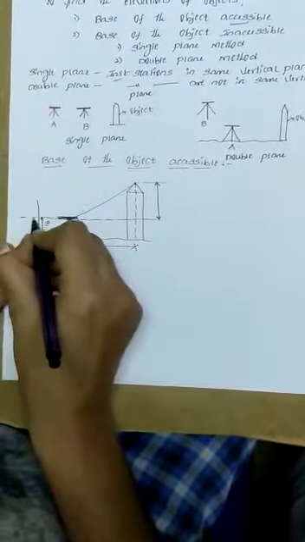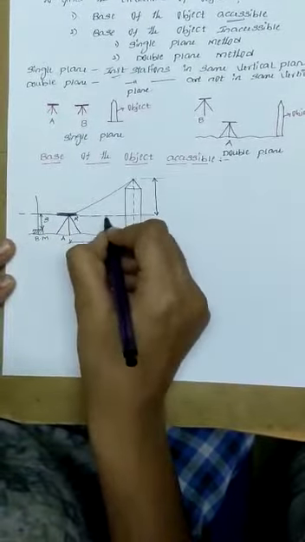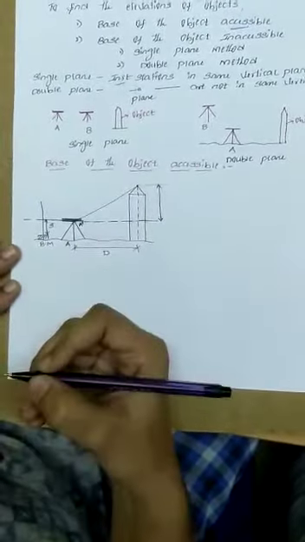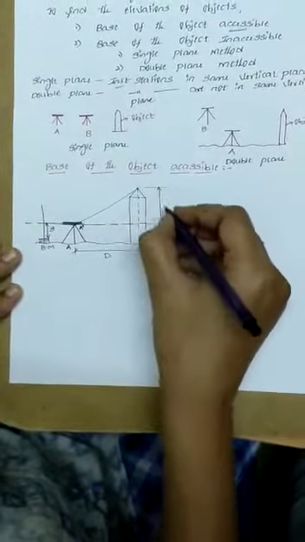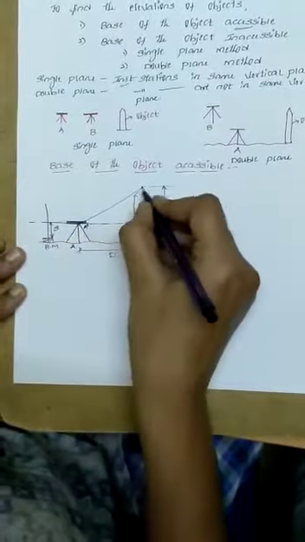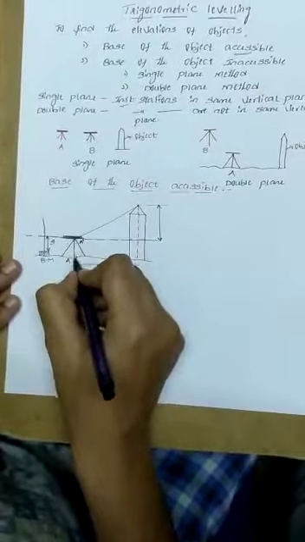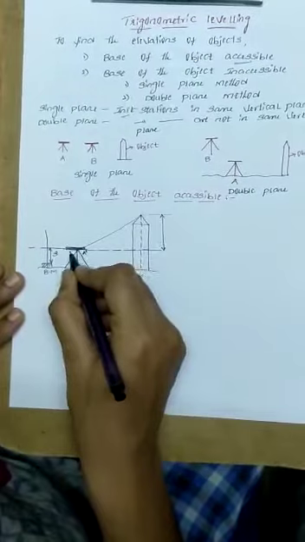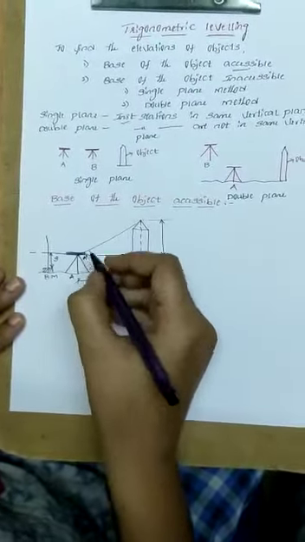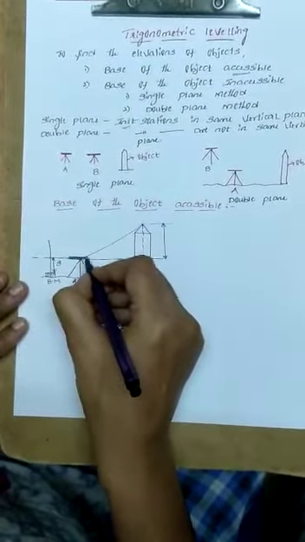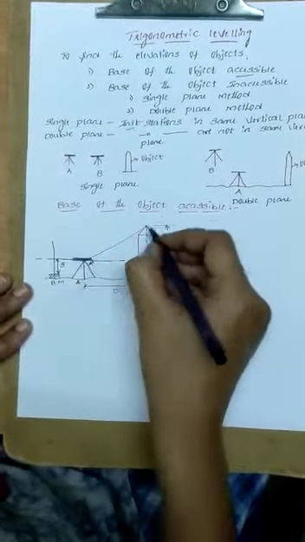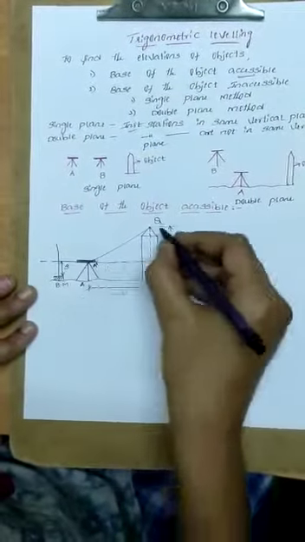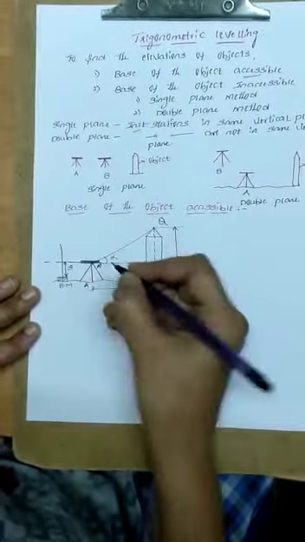What I wrote as a dotted line will be the instrument axis, denoted by A dash. A will be the instrument station and this one will be the elevated object. What you need to do is initially set up the instrument at station A and do all the temporary adjustments. Next, loosen the vertical clamp screw and bisect the elevated object, call that Q point, and measure the vertical angle. That vertical angle you call alpha.